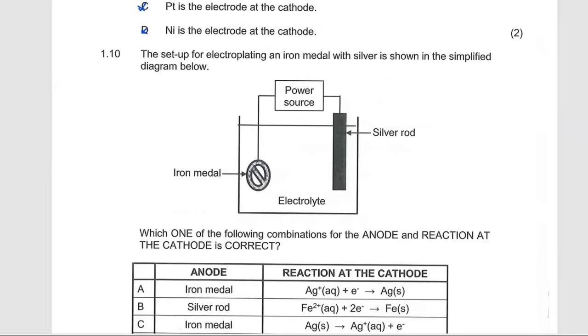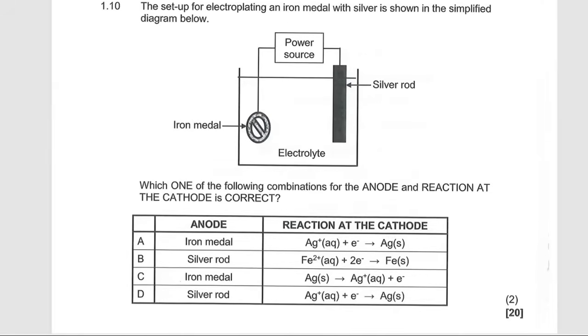Moving on to 1.10 there. So 1.10 is there. The setup for electroplating an iron metal with silver is shown in the simplified diagram below. Then we are having our iron metal, then we are having our silver rod there, then the electrolyte that is provided, and then also a power source, which is more of a battery. Then there, that's our iron metal, which is supposed to be electroplated, right? So they're saying which one of the following combinations for the anode and the reaction at the cathode is correct, right?